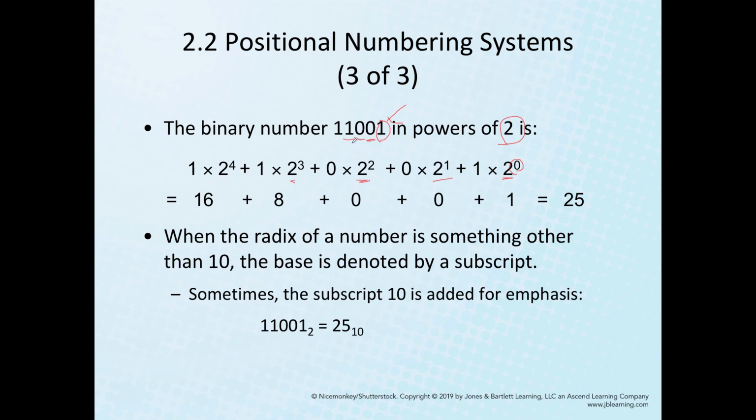Then if we convert this to a decimal number, this is how to convert. Converting from another radix system to a decimal number is done by applying the weight of each position and then summing up. That's the corresponding decimal number.